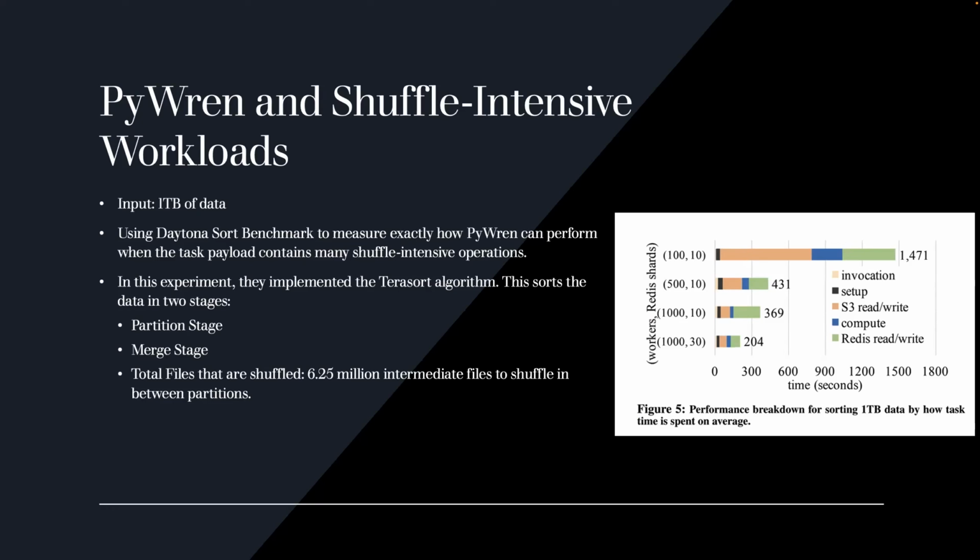The partition stage divides the data input in a range, and then after the data has been partitioned and stored, it performs a write of the output. In the merge stage, it loops through each partition, sorts and merges all the data that is considered intermediate for the given partition, and then again performs a write of the output. The total number of files they shuffled was 6.25 million sorted intermediate files. You can also see the performance breakdown for the terabyte of data in this figure.